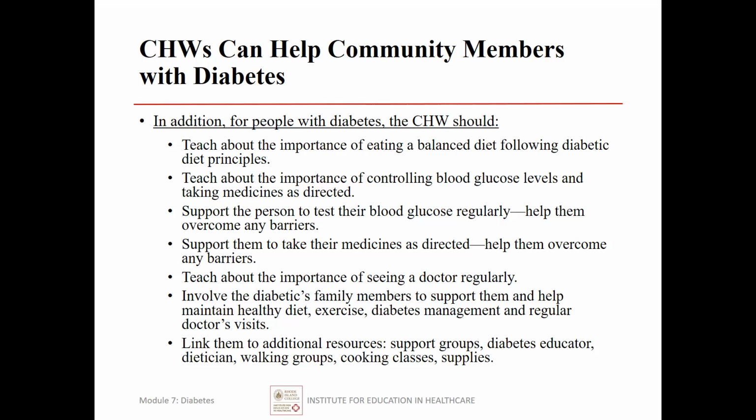That could be things like diabetic support groups. A lot of people find it's really helpful to talk to other diabetics who've already figured out how to do these things and can help them both figure it out and cheer them on. You might want to link them to a diabetes educator or a dietitian, to walking groups or other ways to get more physical activity, or to cooking classes. In some cases, if they're having trouble affording their supplies, there are programs that can help them either get free supplies or get lower cost. That's an important resource that you can help them identify and get linked to.